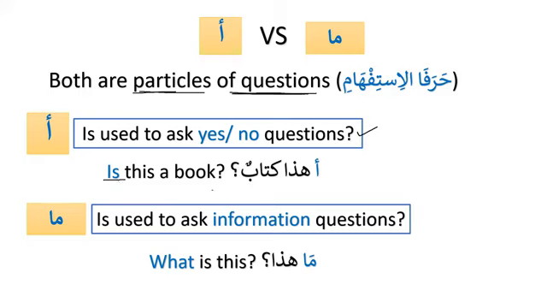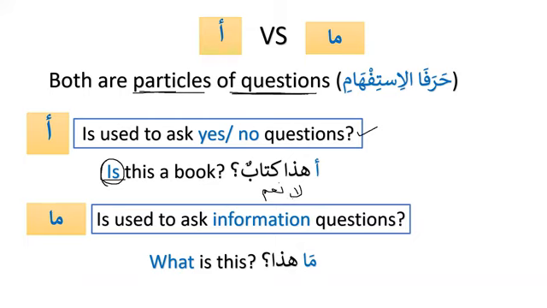What will be the answer? It will be na'am, or it will be la. Only two answers are possible. If it is yes, you will say na'am, and if it is no, it is la. In English, you can see it is a yes-no question. It starts with is or am, and the answer is always yes or no.